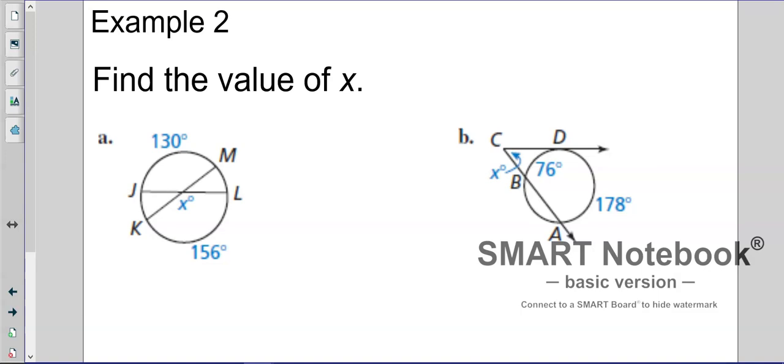You will get formulas for this. You will not have to memorize these. You just have to know how to apply them. All right, so A, they're intersecting inside the circle. Notice X is here and here because of vertical angles.